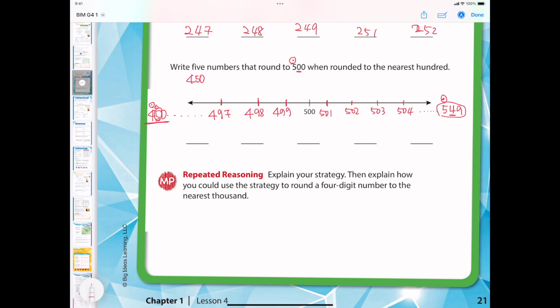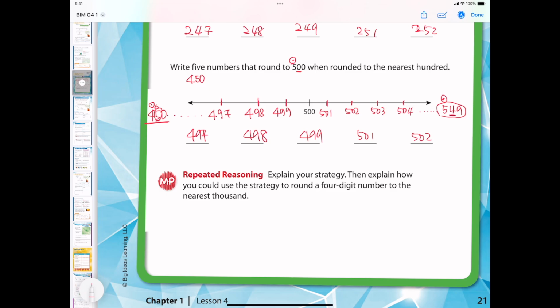So I'm going to pick the easy ones here: 497 first, and 498, 499. It doesn't matter if you pick 451 or 452, as long as it is more than 450 and less than 549, you can pick any number, okay? And 501, 502. Okay, those are my numbers.